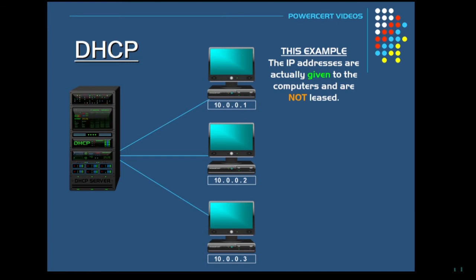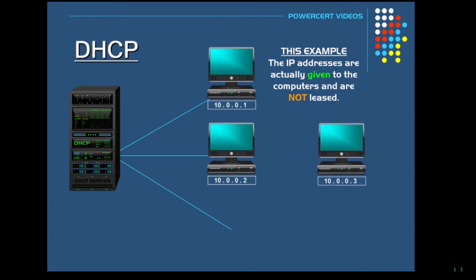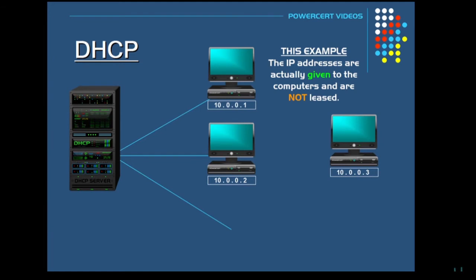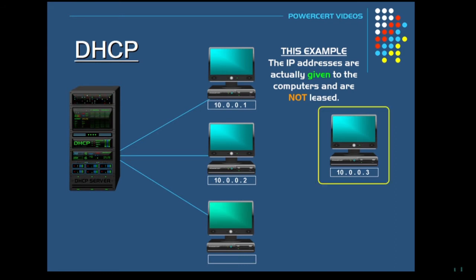But what happens if one of these computers is removed from the network? If a computer is removed, it takes the IP address that it has been given with it. So let's say another computer gets added to the network, but the problem is the computer won't be able to access the network because the DHCP server has run out of IP addresses. So even though this computer here has been removed, it's still occupying an IP address that could be used for another computer. So this is why IP addresses are leased and are not given.